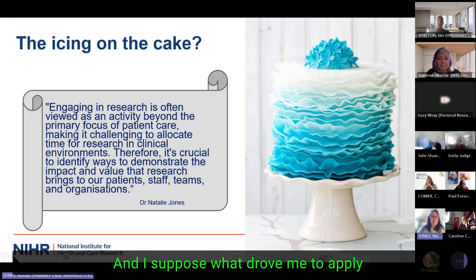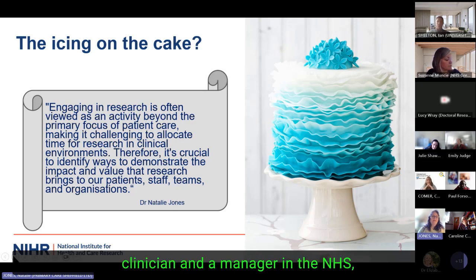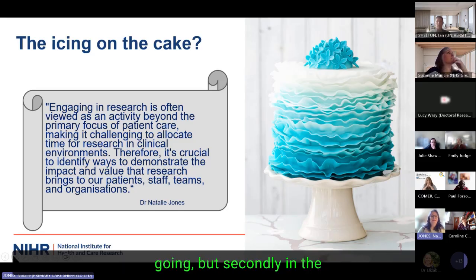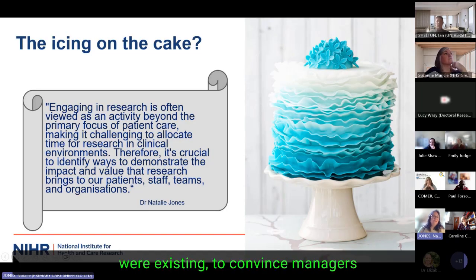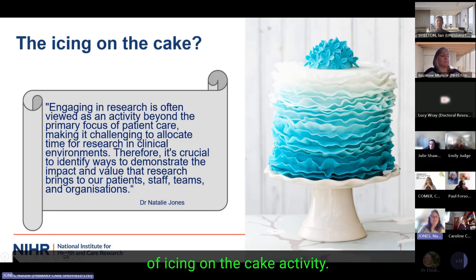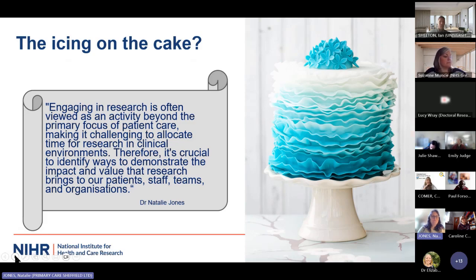And I suppose what drove me to apply for this opportunity was, as a clinician and a manager in the NHS, I was increasingly frustrated at, first of all, trying to get my own research going, but secondly, in the difficulties and the barriers that were existing to convince managers that research is something that we should be doing as business as usual and not that sort of icing on the cake activity. So that really was my passion and why I wanted to get involved with this work.